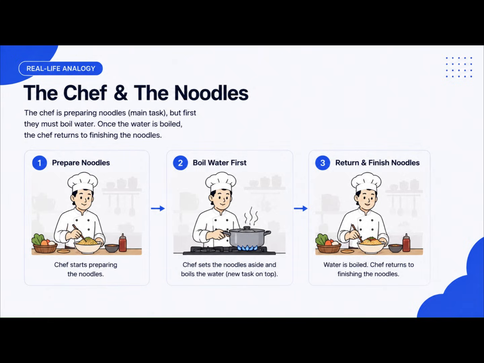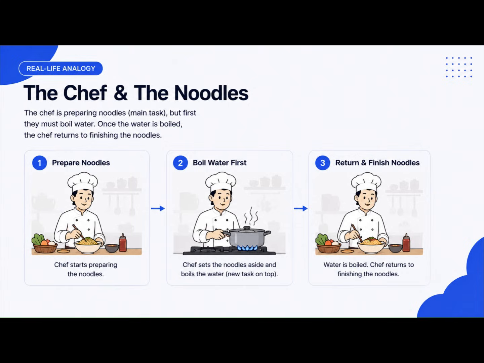So the main task now is to prepare the noodles. But before the chef can finish the noodles, there is another task that needs to be handled first. The water needs to be boiled. So the chef temporarily sets the noodles aside and starts boiling the water. Now boiling the water becomes the task the chef is actively working on.